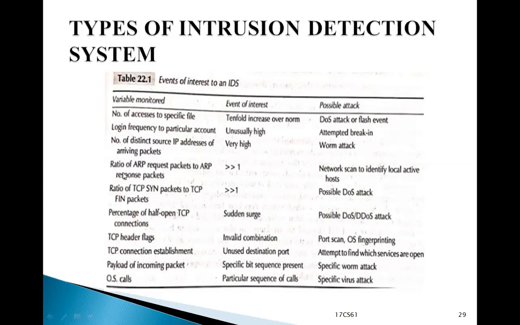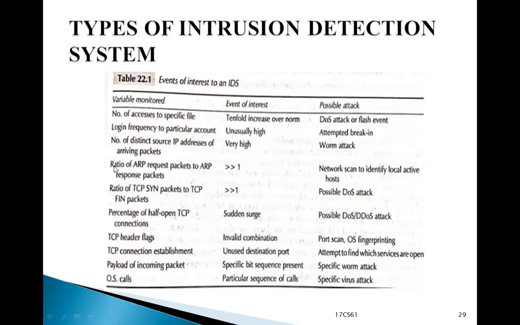And the fourth one is the ratio of ARP. So the ratio of ARP request packets to ARP response packets is greater than 1. Greater than 1 means it is very large. Because if the ratio is equal to 1, then nothing has happened, everything is okay. Suppose the ratio of ARP request packets to ARP response packets is very much greater than 1, then it is identified as a network scan to identify local active hosts.